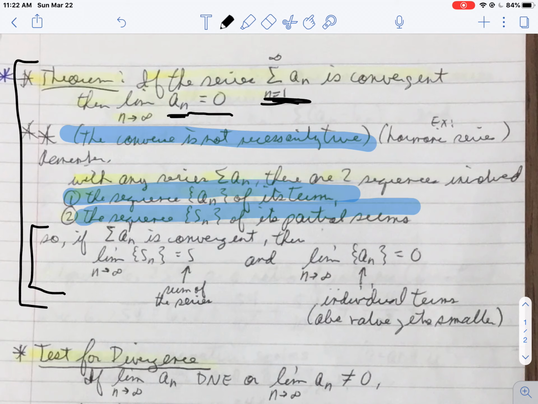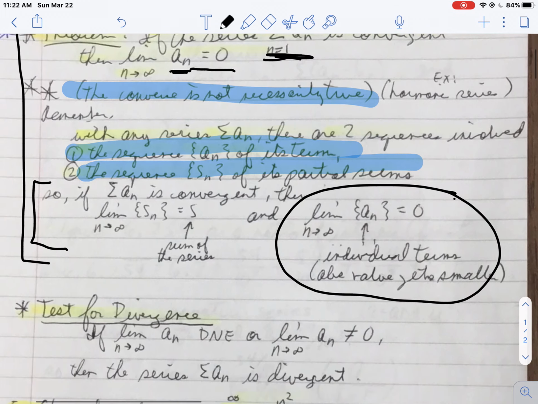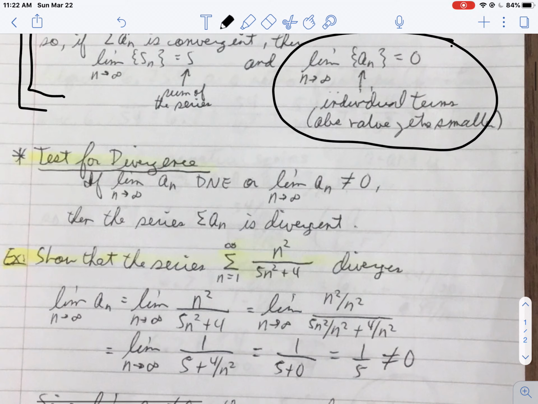Right? So that's our individual terms. The values have to get smaller and smaller and smaller. And this is typically the one that we look at first, leading us to this test for divergence. Now, this is going to be our first major test that we're going to use to determine convergence or divergence of series. Don't forget about it. It's the simplest test we have available.